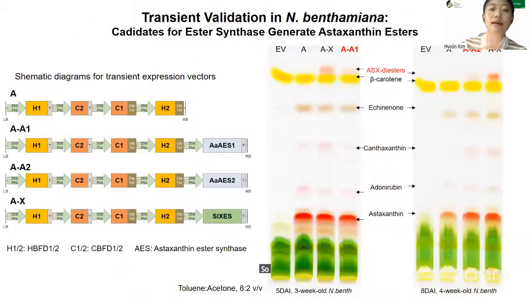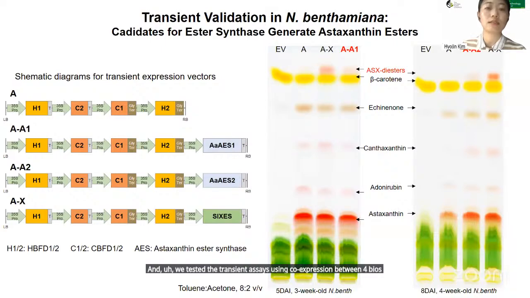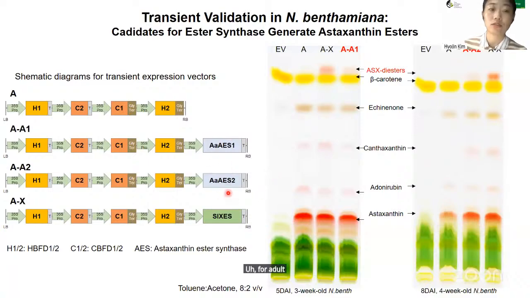So after that, we tested transient assays using co-expression between 4 biosynthetic genes and 2 candidates for Adonis astaxanthin ester synthase gene or tomato ortholog gene. This co-expression successfully generated astaxanthin ester forms as well as a free type of astaxanthin.